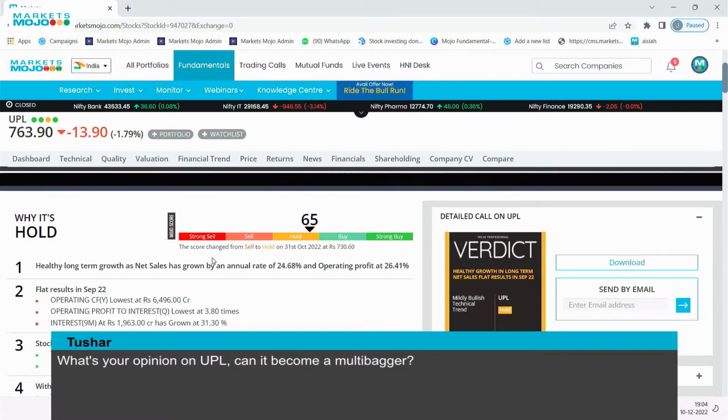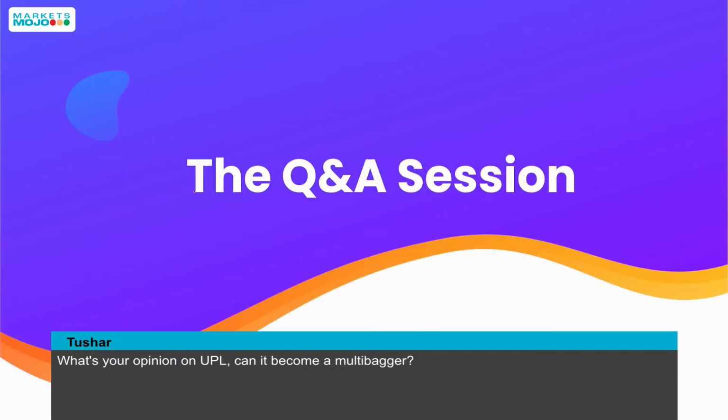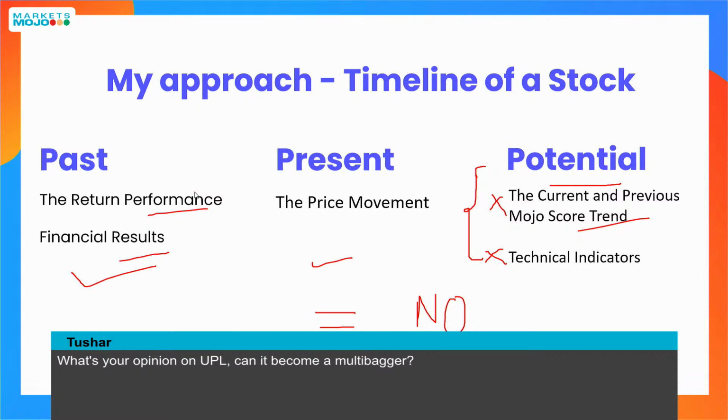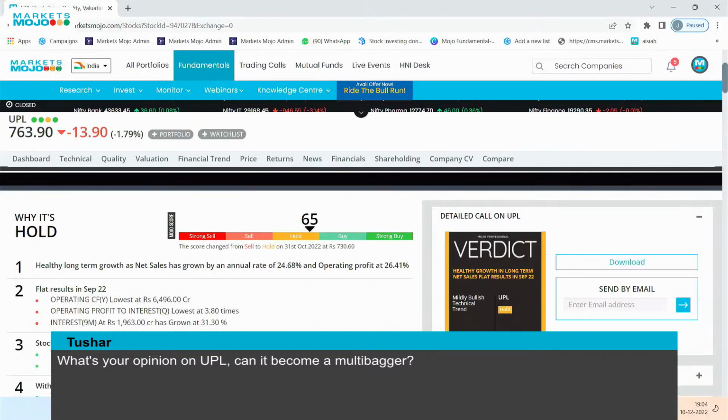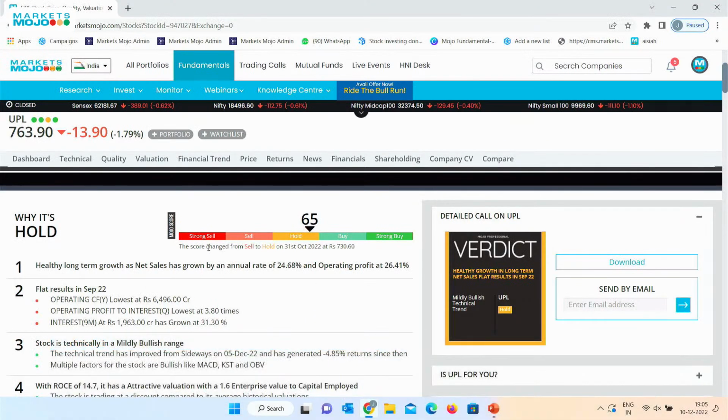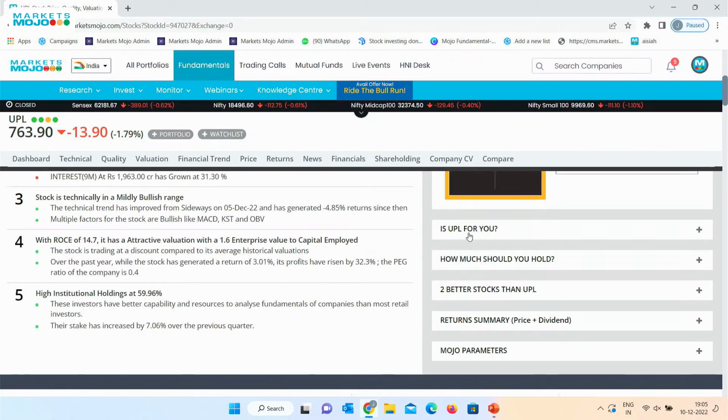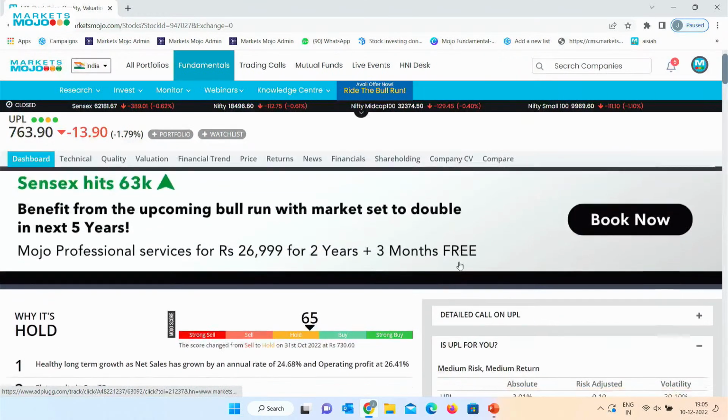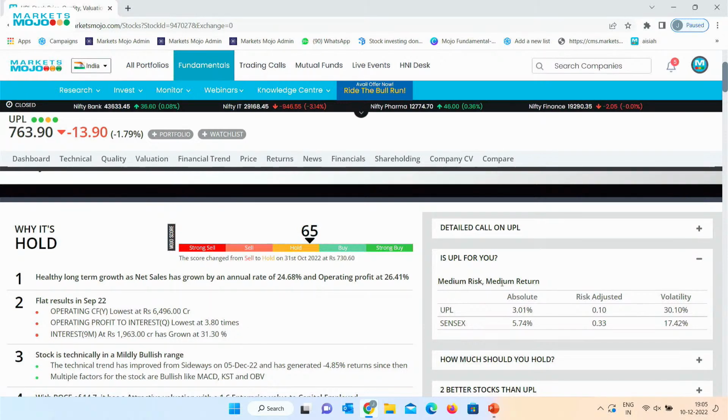Now I can go to this particular approach I've shown you all, which is past, present, and potential. But I'll quickly run through this. Now if you see, the score has changed from sell to hold. The company was in the sell criteria previously, which has changed to hold, which is a good positive for the company. So you can see here how much you should hold and is UPL for you. If you see, the company is medium risk, medium return.